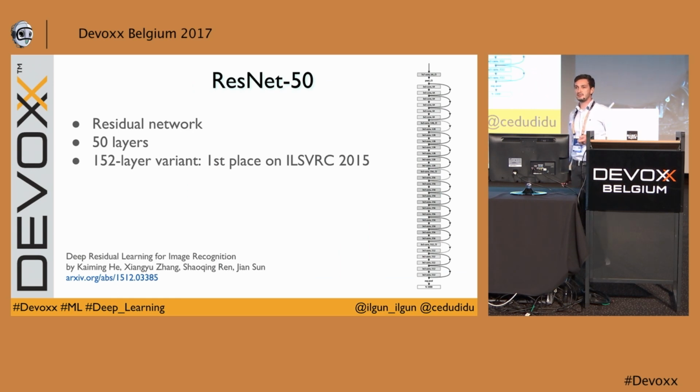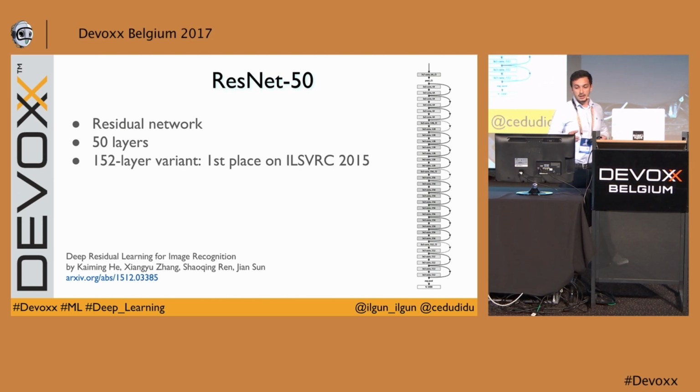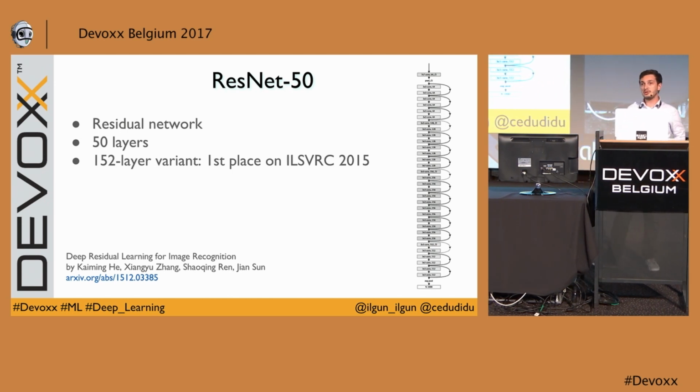We happen to use ResNet 50, which is a residual network that has 50 layers. Why we use it is that the pre-trained ResNet 50 is offered by many frameworks and tools already, so you can just use the model like we do. So we didn't reinvent the wheel there. Also, the 152-layer variant happened to place first in some competition. There's a link below which points to the paper, and it's a really interesting read. Have a look at it if you are interested in the topic.